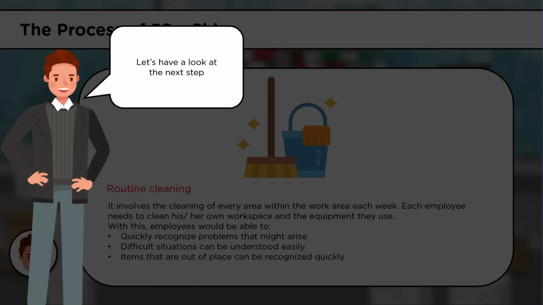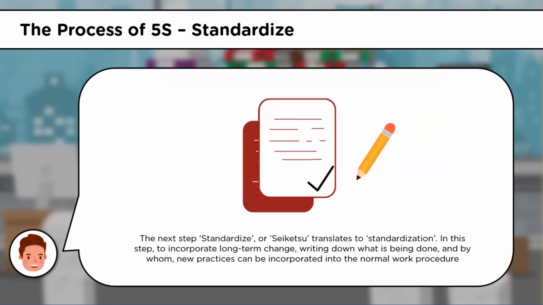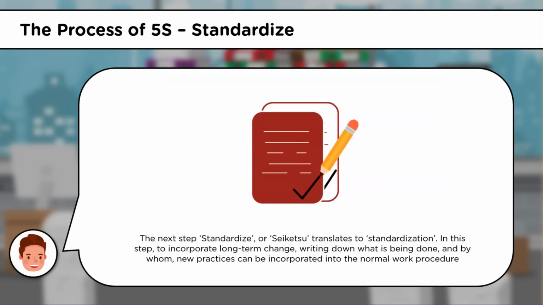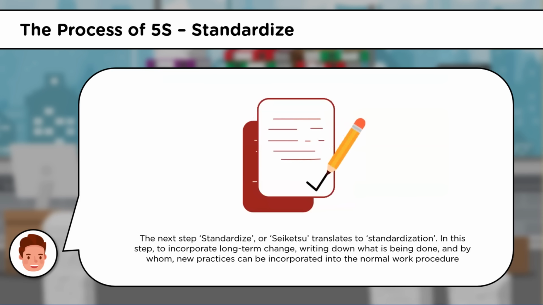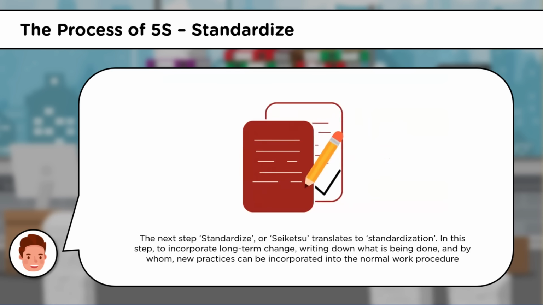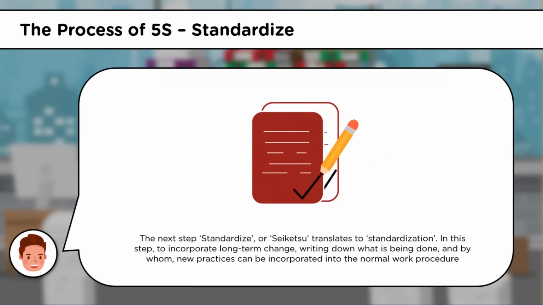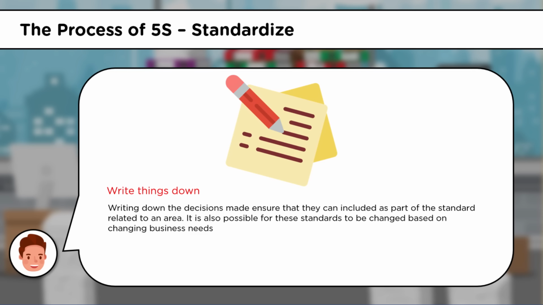Now, let's have a look at our next step. Standardize, or Seiketsu, translates to standardization. In this step, long-term changes are incorporated. What's being done and by whom is being written down. New practices are also being incorporated into the work procedure. First, things are written down. Decisions, once written down, can be included as part of the standards related to a particular area. For example, the 5S map created and the red tagging of items can all be incorporated as standards. Based on changing business needs, these standards can be changed as well.